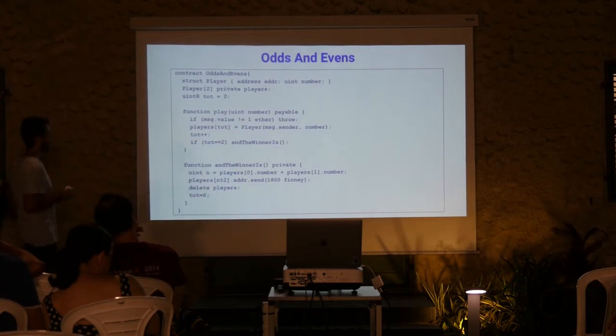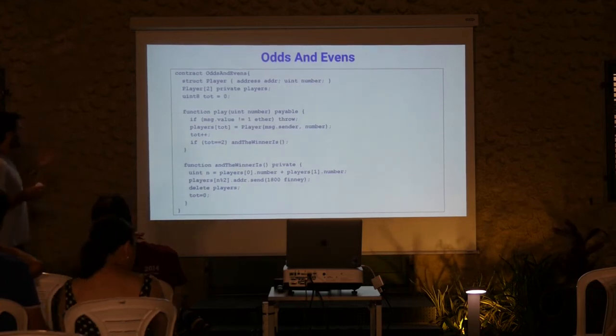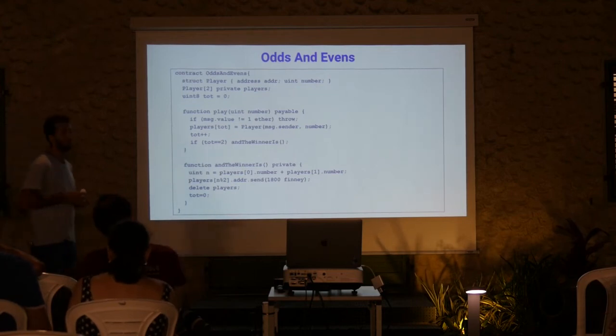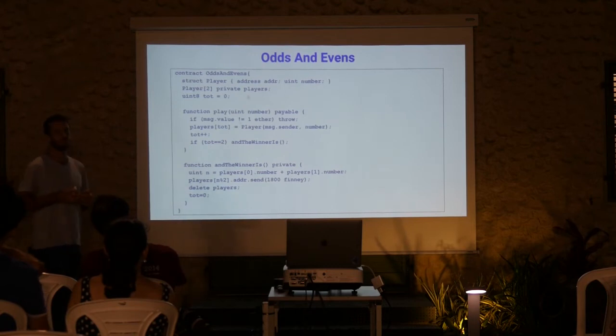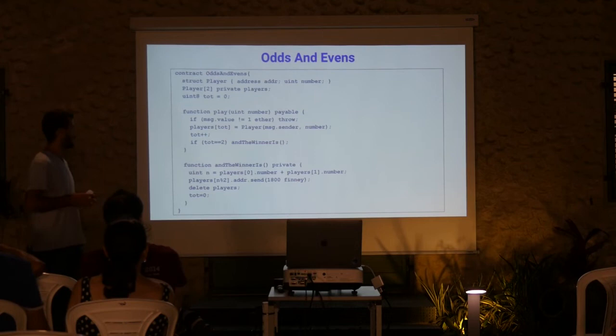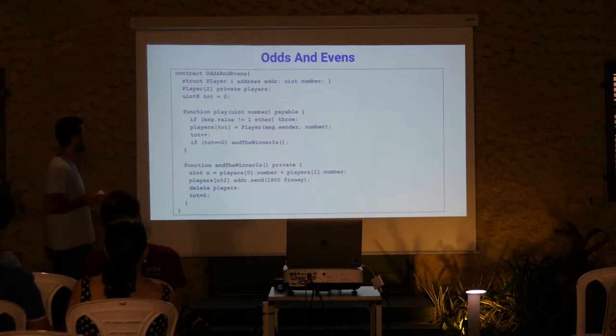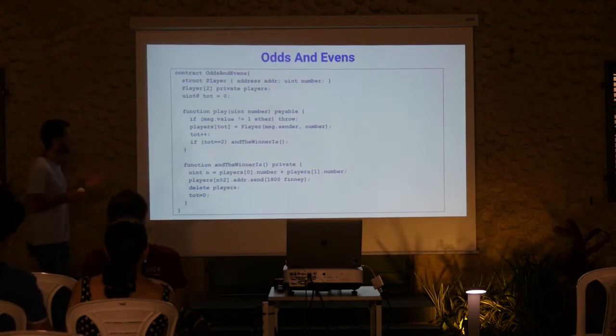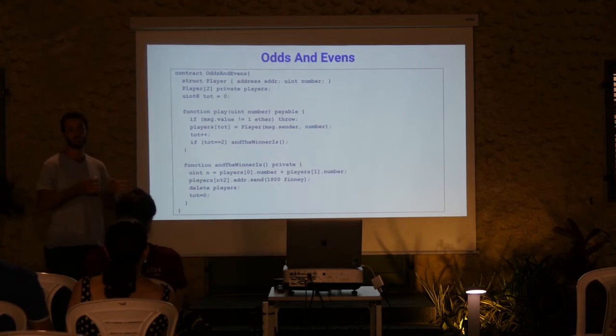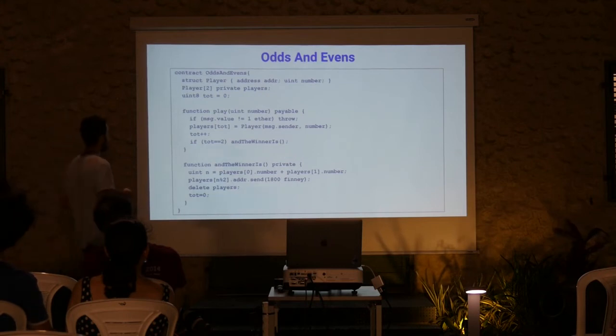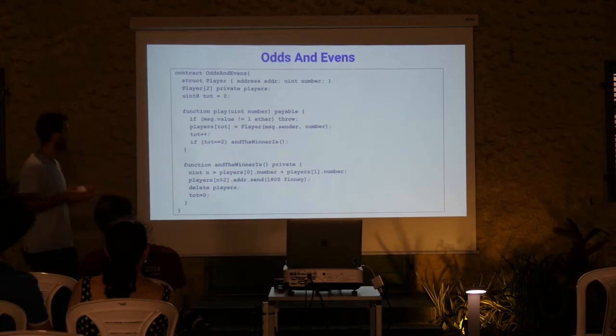So let's take a look at the code. We have a function play, which receives a number, and this is payable, and we check if the message value is one ether, because this is the price of the game. And if it's one ether, we will add to the players array the new player object, which has his address and his number that he just chose. And we will wait until we have two players. And when we have two players, we will call the andTheWinnerIs function.